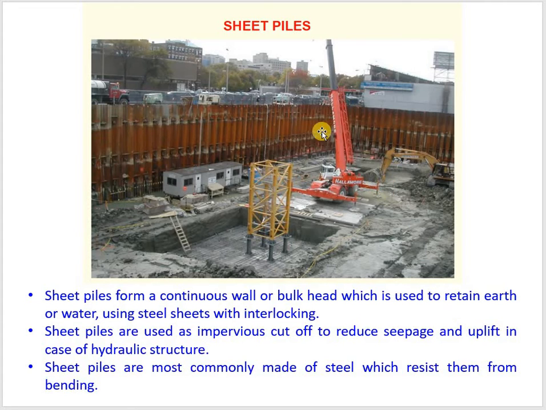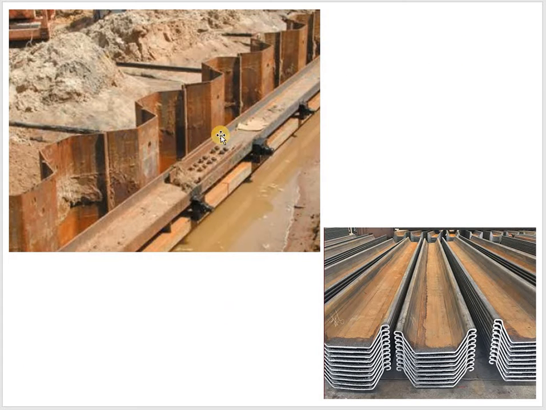Here you can see how deep the cut is, and it is a vertical cut. So in order to support the soil, sheet piles are provided. And most commonly we use steel sheet piles for construction. Here I can show you the cross section of various sheet piles. This is the type of cross section, and this is a single piece, and we interlock these pieces together to have a continuous wall.